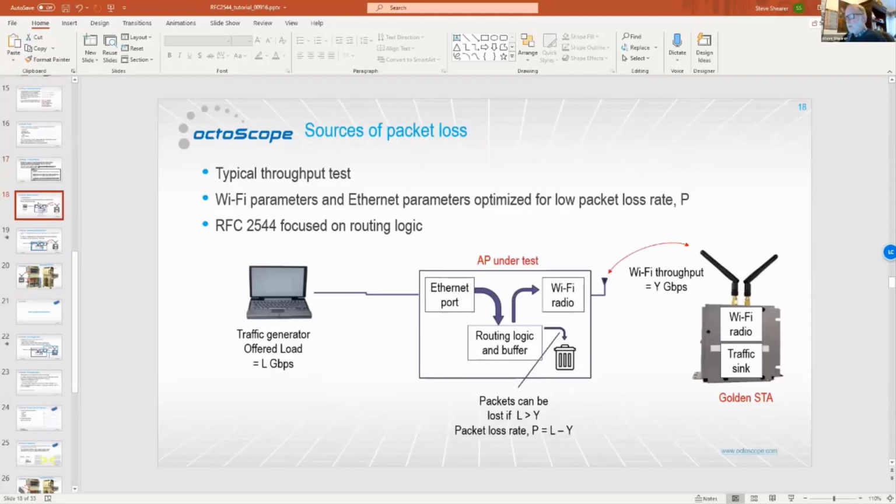Let's look at how packets can be lost in the system. In this case, for 2544, we're really focused on this routing logic. The routing logic, as Fanny explained, has lookup tables, it has buffers, there's computation that needs to happen in there. And that's the thing that we want to check out. So we make sure that the Wi-Fi link is set up in a way that the frame error rate is as low as possible. So we want to divide and conquer. And that allows us to put a traffic generator onto the device, vary the offered load, look at packet loss, and so on.